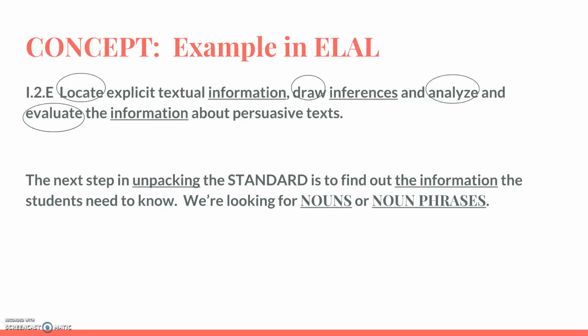Here's the example that we looked over earlier. You'll notice that I have now underlined the concepts to show you the information the students need to know. The skills are circled and the concepts are underlined. The concepts are the nouns. The underlined concepts are what the students need to know.